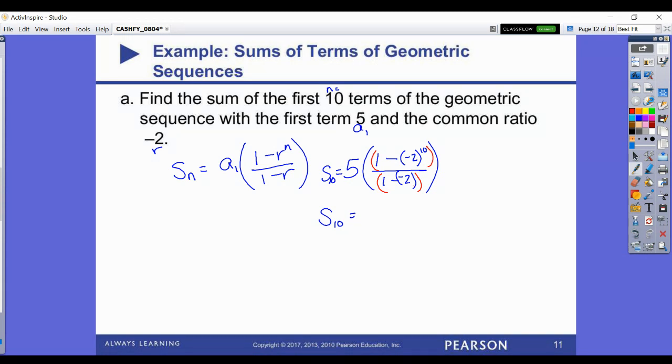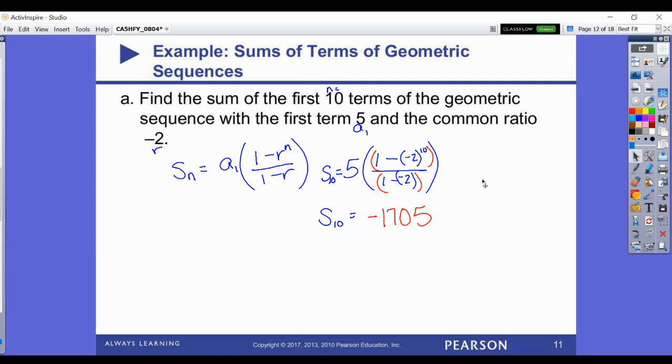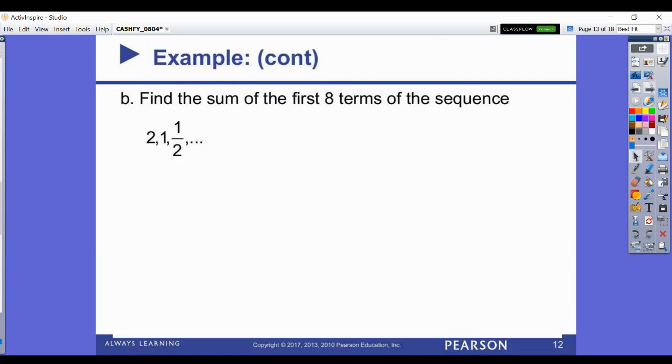And I typed something in wrong. There we go. I got negative 1705. So just be really careful when you put that in. Just checking my answer, it's right. All right, here we go.